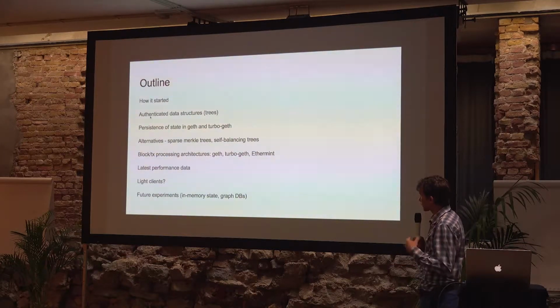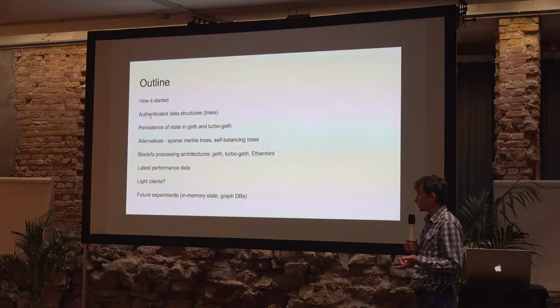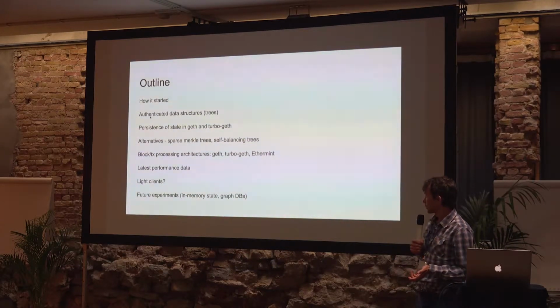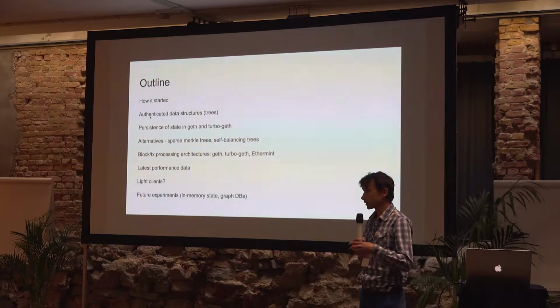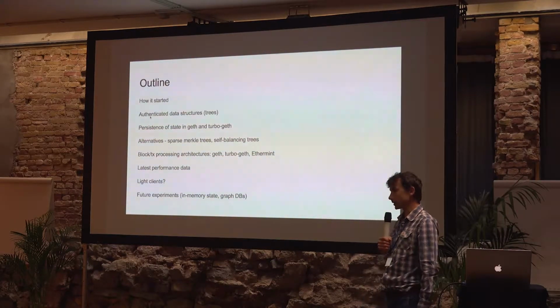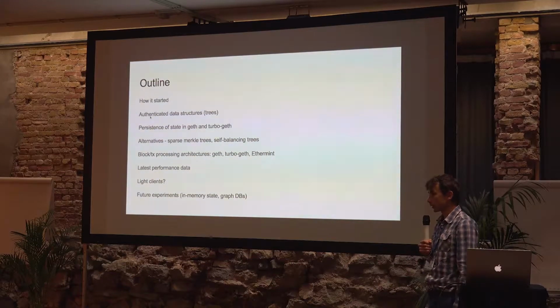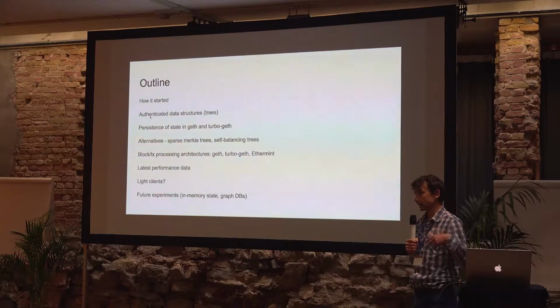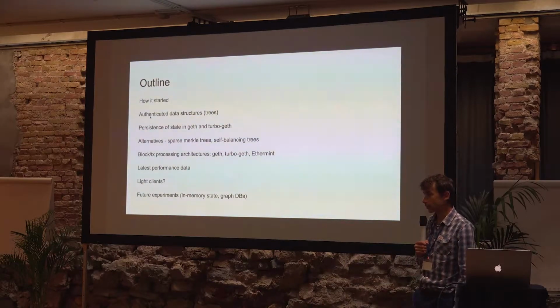Then we're going to look at some alternatives to the Patricia tree, which exist in some products, and some of them that don't exist yet. Then we will look at the different processing architectures. And here, since last time, I have included Ethermint. I will tell you a little bit about this project and why it's interesting in this context. Then we will look at the latest data that I had from the TurboGet nodes.